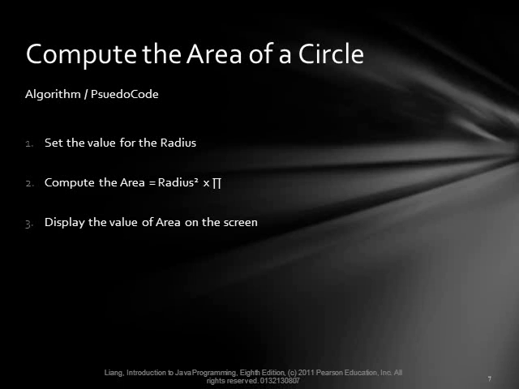First, I have to have some value for the radius of a circle. And then once I know the value, my next step would be, all right, I now can compute the area of the circle, which is radius squared times pi. And for what reason did I compute the area? I want it to tell me what that area is. So I want to display the value on the screen. So you see there's 3 separate little steps in this program.